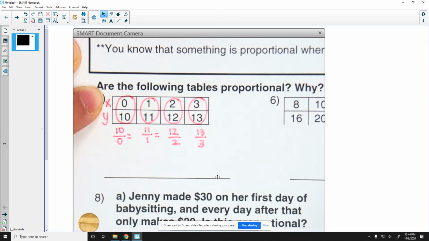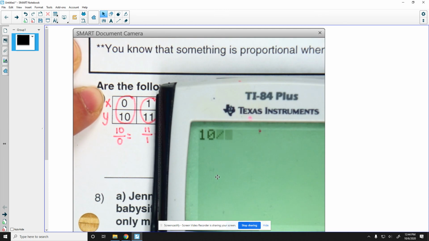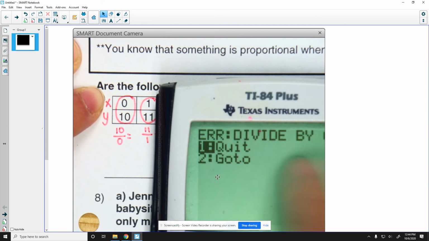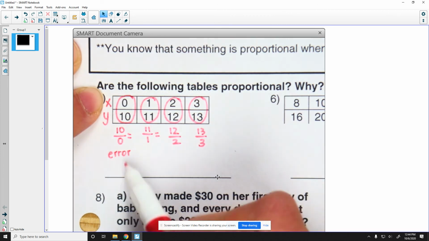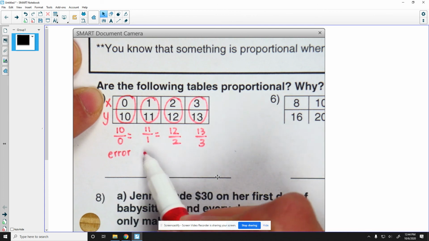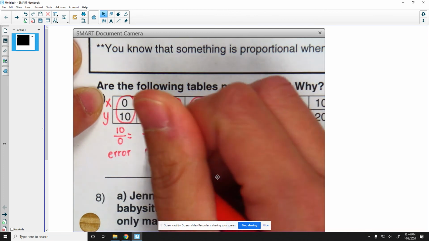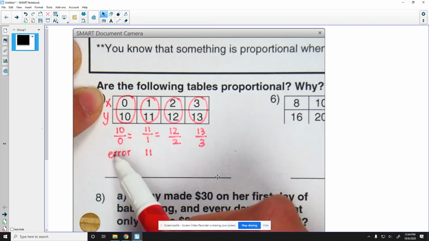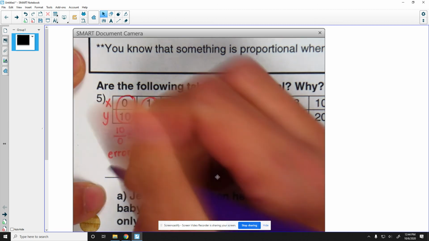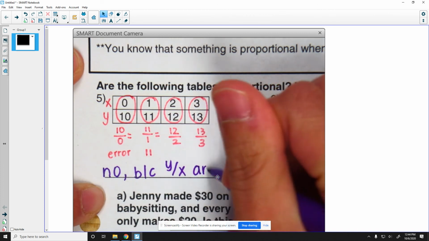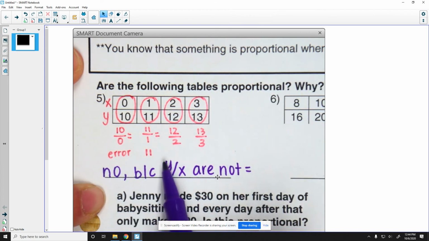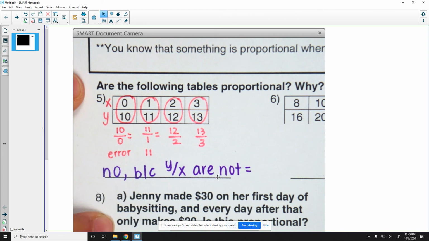Well, let's see that. So let's do the first one. 10 divided by 0, you see that it equals error. Divide by 0. Well, that's because you're just not allowed to divide by 0. If it was adding it, you could. So this says error. That means that every single answer for it to be proportional has to say error, error, error. But what is 11 divided by 1? 11. So you already know. I don't even have to do this stuff. I already know that these two are not equal, which means that no, it is not proportional. So it's not proportional because your y over x's are not equal. They don't all equal the same thing. So for something to be proportional, your y's over x's have to equal the same thing.